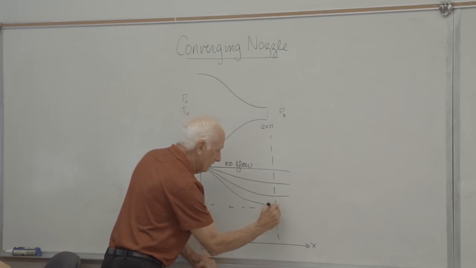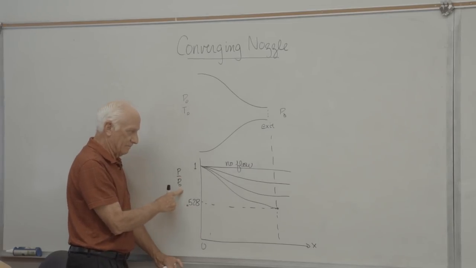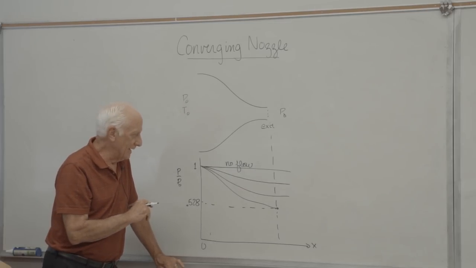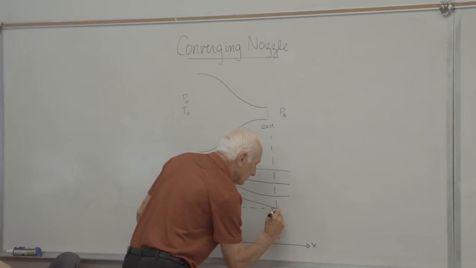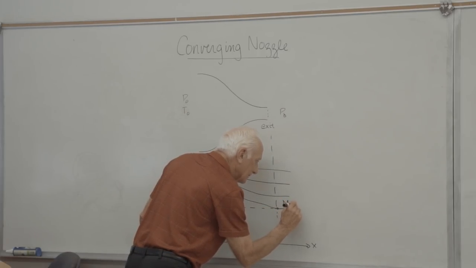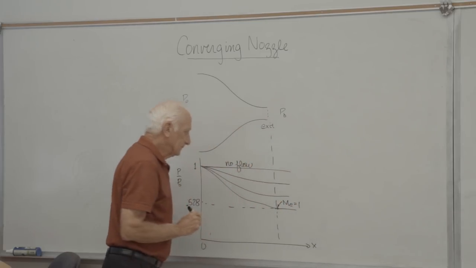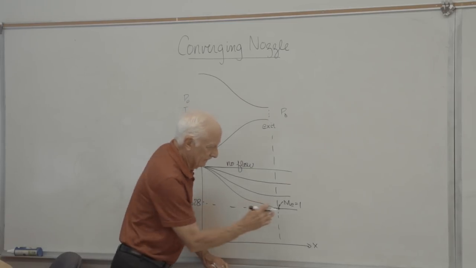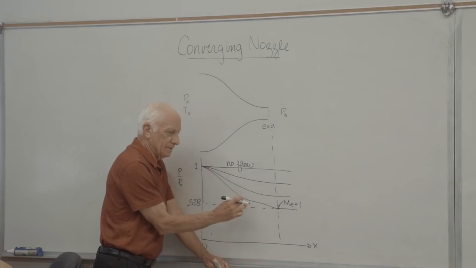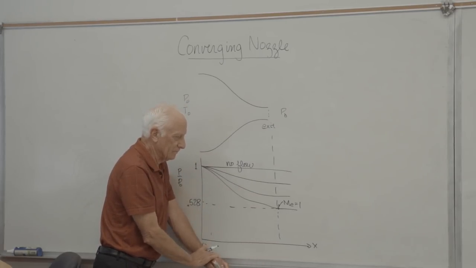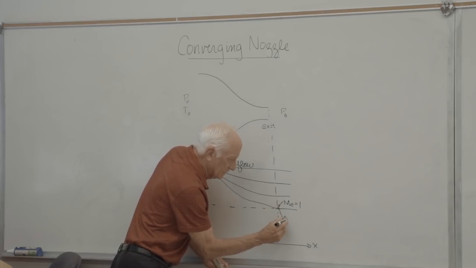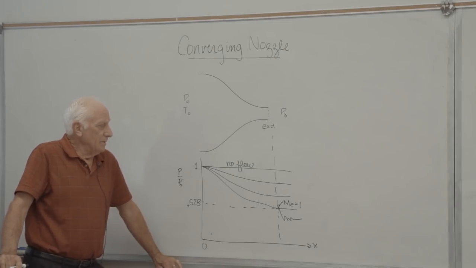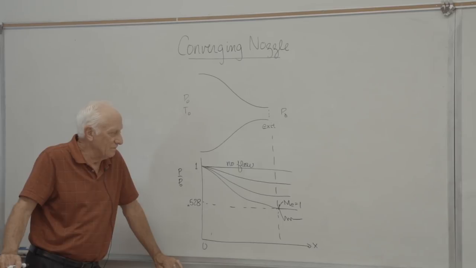When we get down to here, at the magic number, P over P naught is 0.528 for any gas with a K of 1.4, then that's going to reach Mach 1. So at that point, we reached Mach number at the exit equal to 1. If we reduce the back pressure still more, nothing happens in the nozzle. The nozzle stays the same. What happens is there are expansion waves outside the nozzle, where the fluid, let's say air, expands to P back in expansion waves.